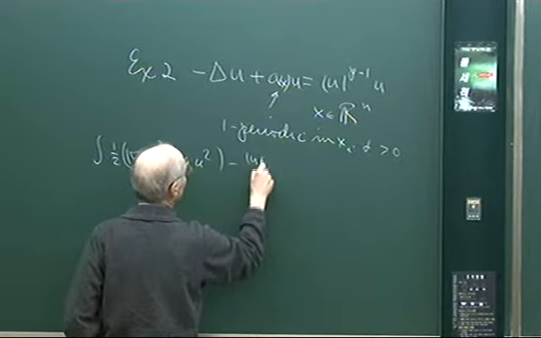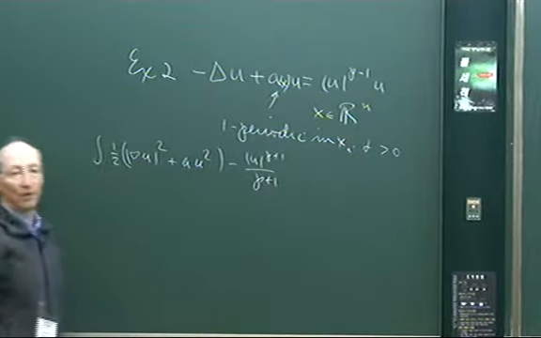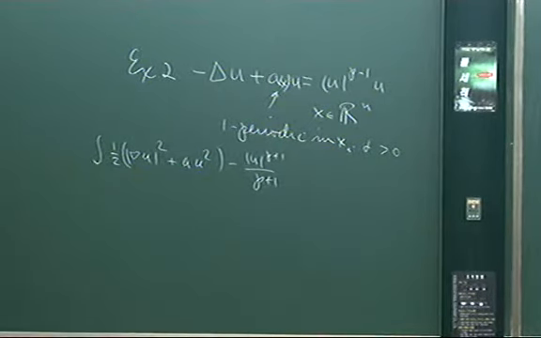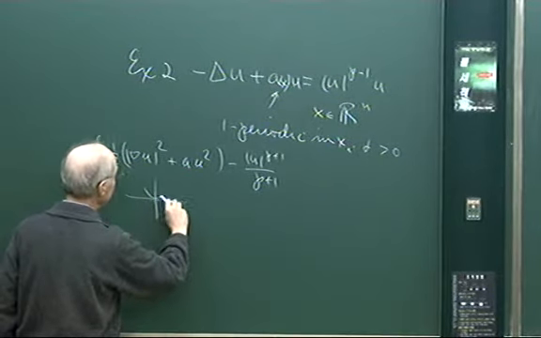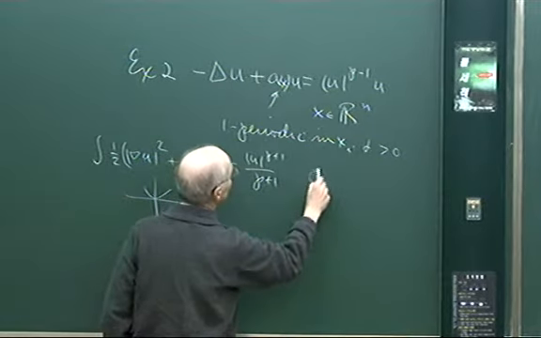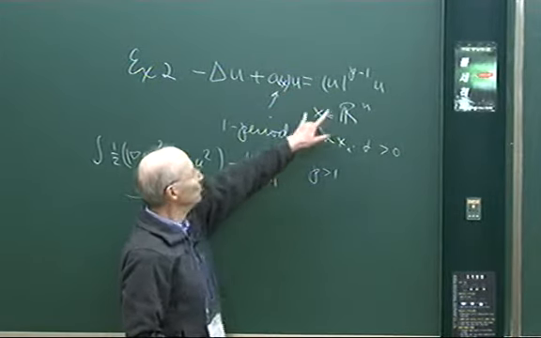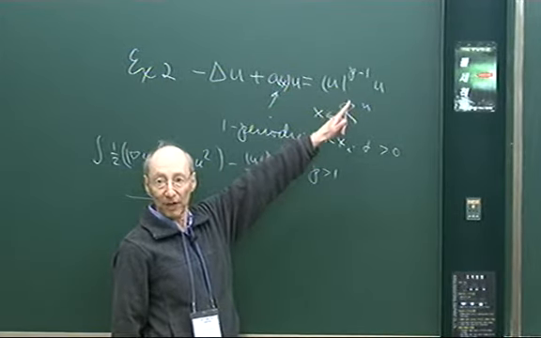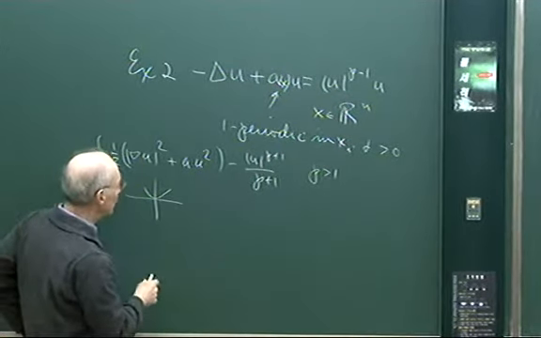1/2 the integral of gradient of u squared plus a u squared minus u to the p plus 1 over p plus 1. Okay, so this is a functional which near the origin looks like this. And here p is bigger than 1, I should have said. And the power will be less than the Sobolev critical exponent. So this will be well defined on W^{1,2}.